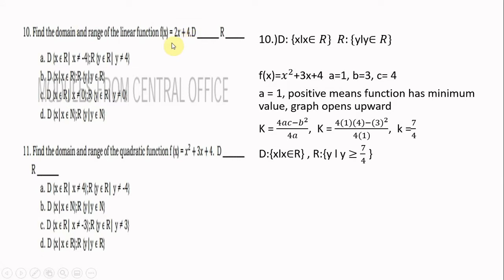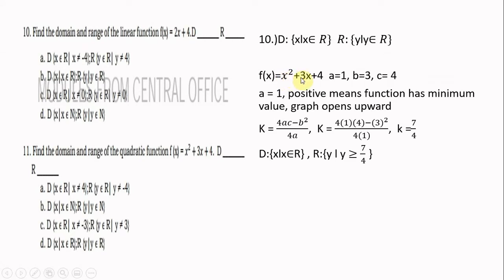So when we speak of a linear function, its domain is the set of real numbers, and its range is also the set of real numbers. So it's letter B. Okay, find the domain and range of the quadratic function f of x equals x squared plus 3x plus 4. So this is a quadratic function. All you have to do is find a, b, and c.